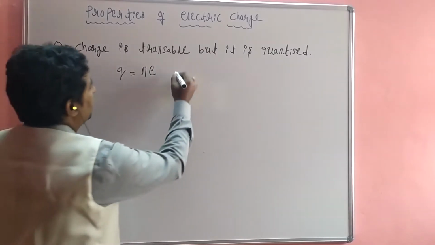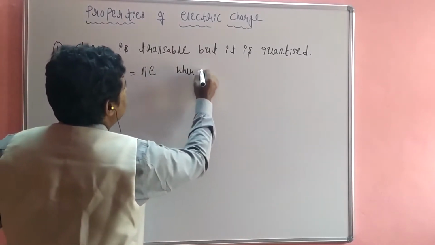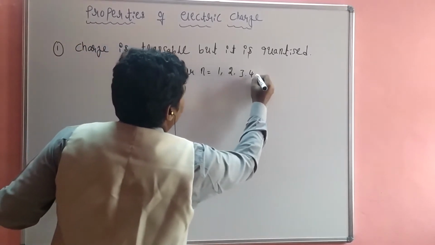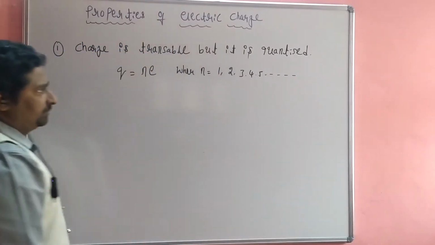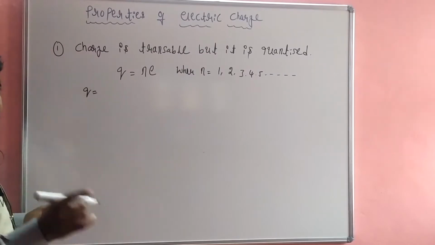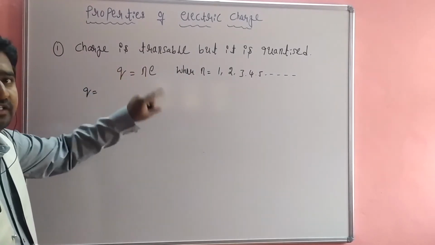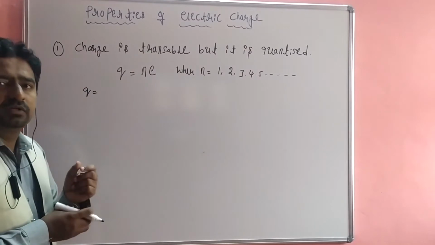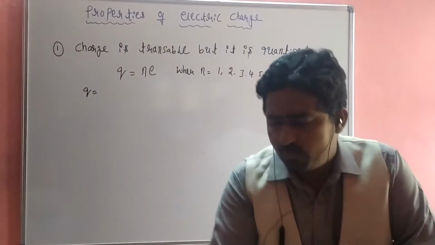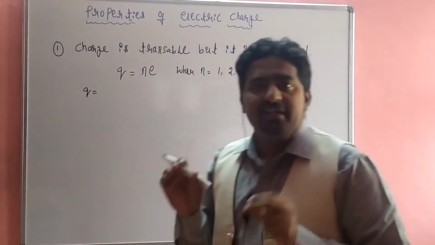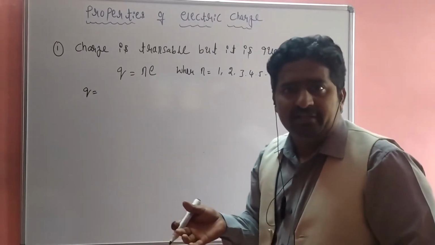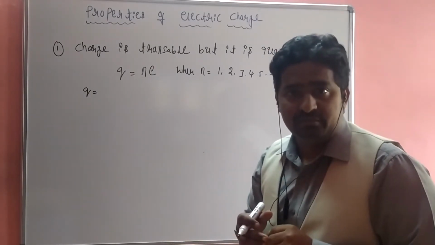Where n is an integer, so its value is 1, 2, 3, 4, 5, like that. That means the possible charge values are 1e, 2e, 3e, 4e. When charge is transferred from one body to another body, values like 1.5e or 2.5e are not possible.